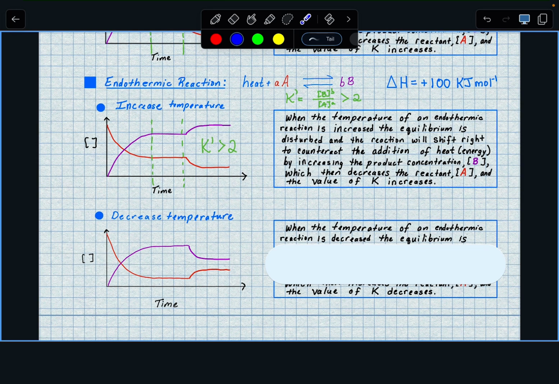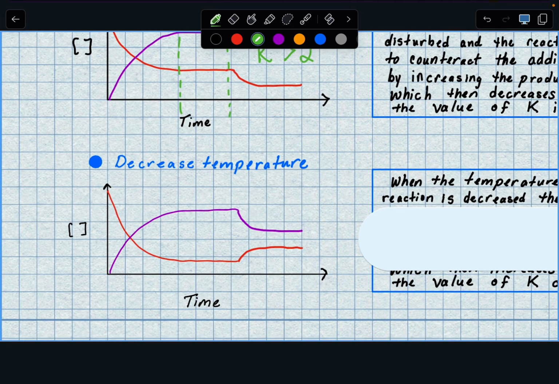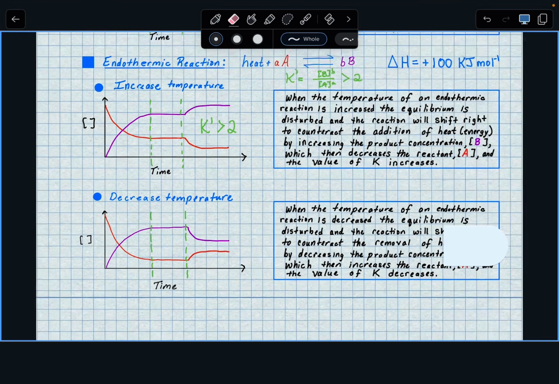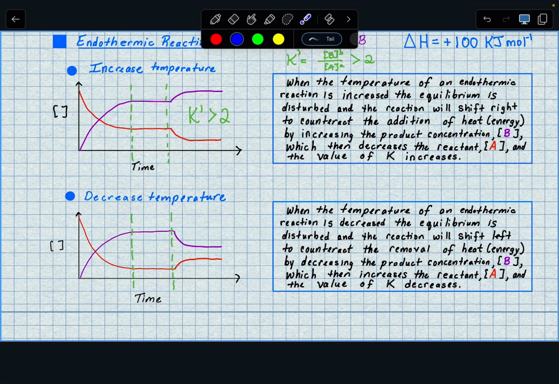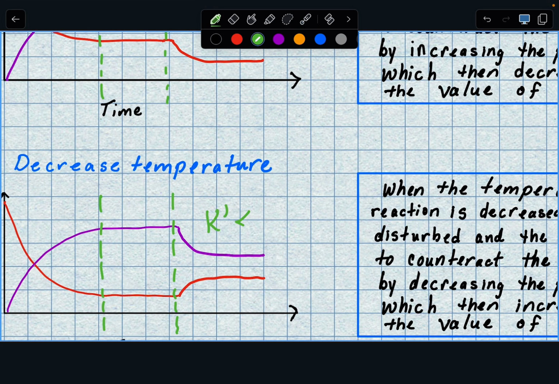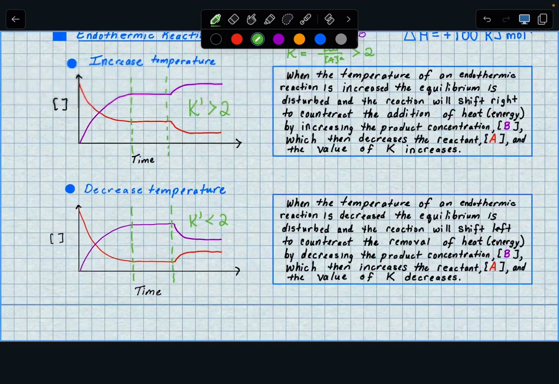Okay, last but not least, what if we decrease the temperature? So we take out heat. It's going to shift left, trying to replace that. So the product is going to be consumed and the reactant is going to be increased. You can do the same thing on the graph: here we reached equilibrium, here we disturbed equilibrium. The reasoning over here on the side is that when the temperature of an endothermic reaction is decreased, it shifts to the left, meaning back towards the reactants. The product concentration goes down and the reactant concentration goes up. Both of those cause a decrease in our K value, so our new K prime would be less than 2.